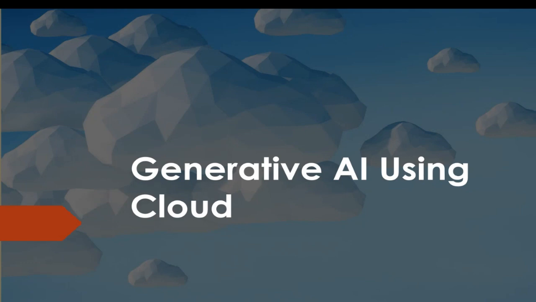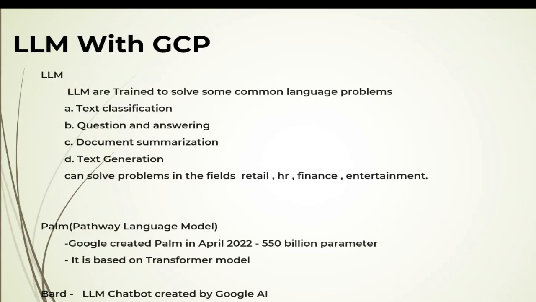Then we moved our discussion to generative AI using cloud. And last day, if you remember, we talked about LLM using GCP. As we have done, ChatGPT is one type of LLM, an OpenAI product. Same like that, we have multiple LLMs from GCP.